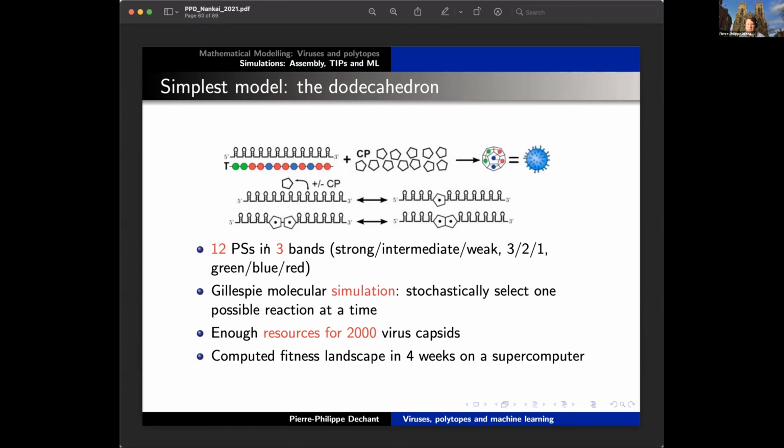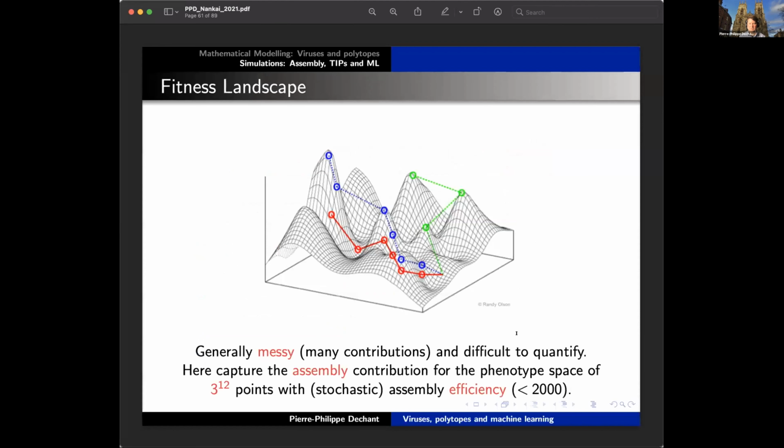So we've got these 3 bands of binding strength. We do very elaborate molecular simulations. This took 4 weeks on a supercomputer. And we give these sequences enough resources to make 2,000 capsids, and the measure is then how many of these 2,000 did they actually assemble successfully. So there's a fitness landscape similar to something you might have seen in John Hauenstein's talk the other day.